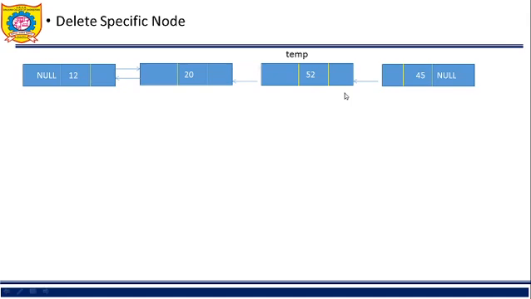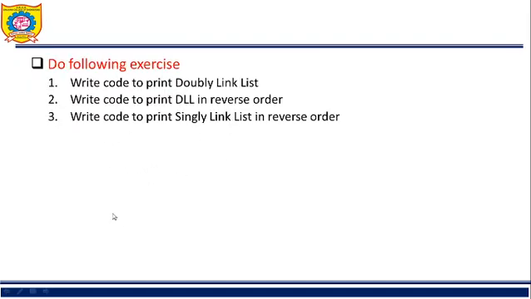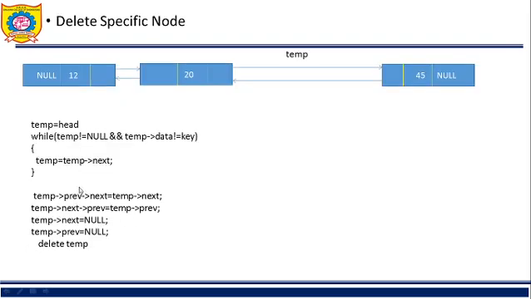See here, a direct link between 20 and 45. Now we can delete temp. And this is the code for the same statements we have repeated in the example.